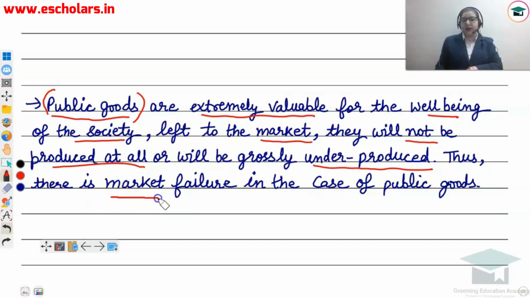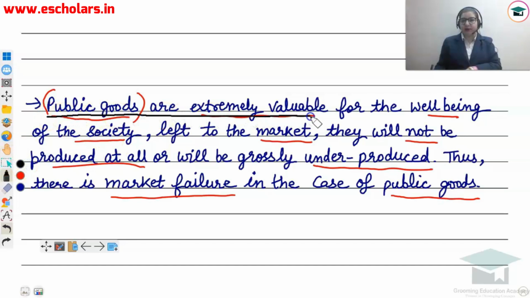So thus there is market failure in the case of public goods, because such public goods are only provided by the government. None of the private sector is providing public goods. So there is underproduction of public goods because there is only one producer of public goods, and that is the government. So let's recall it till now.